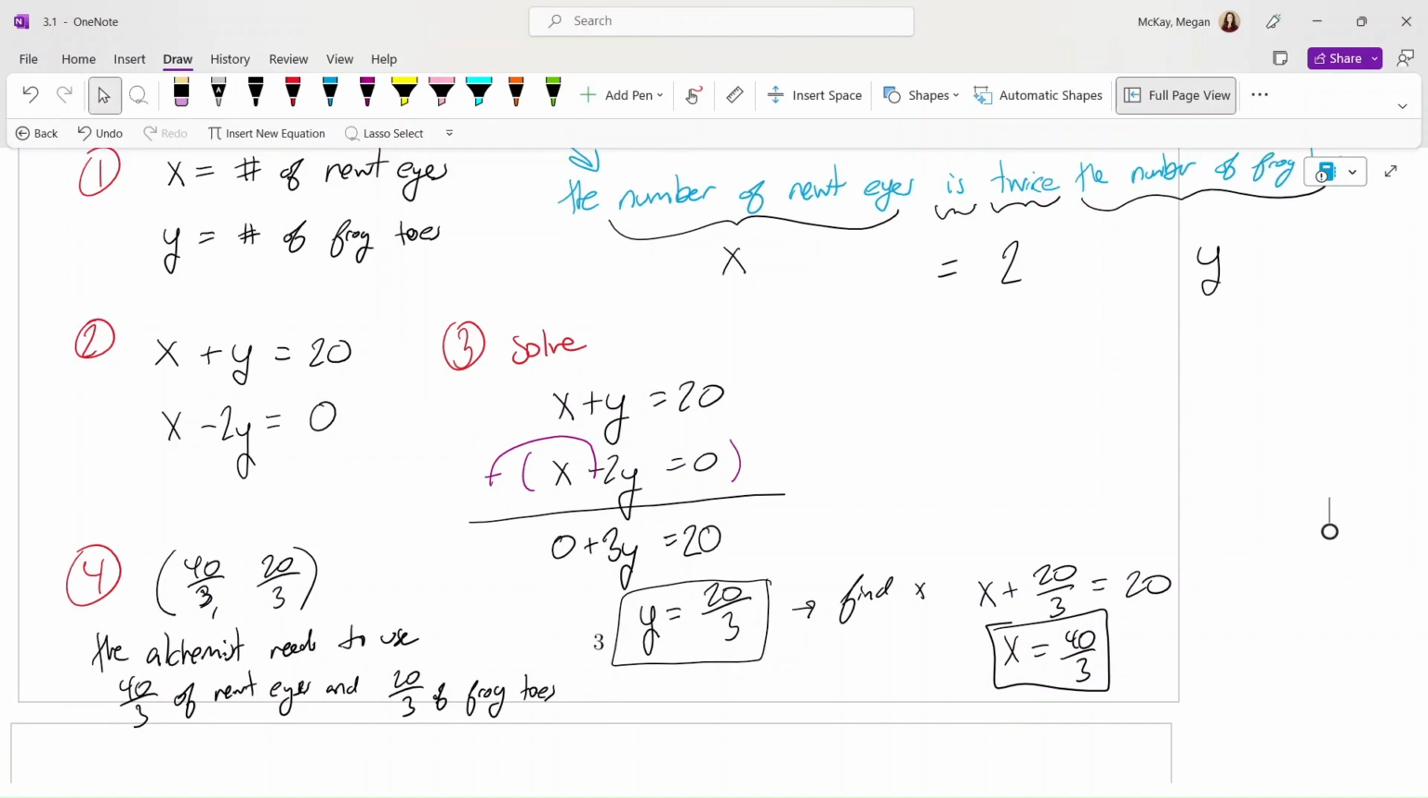And with that, we are finished with section 3.1, covering systems of 2 equations in 2 unknowns. I hope to see you back here for section 3.2.